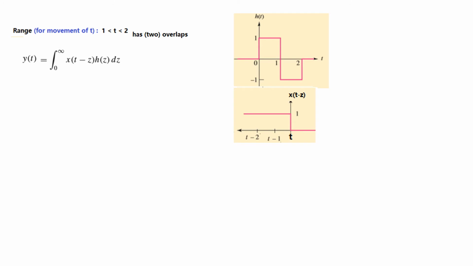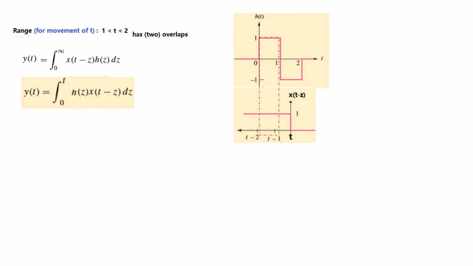This was the original formula. We again modify it: the starting point is 0 and the ending point is this t here, so the integral is from 0 to t. But now there are two multiplications. One is positive 1 with positive 1, and its range is from 0 to 1. The other is negative 1 with positive 1, and its range is from 1 to t, because this point is not defined here. So we take this t.